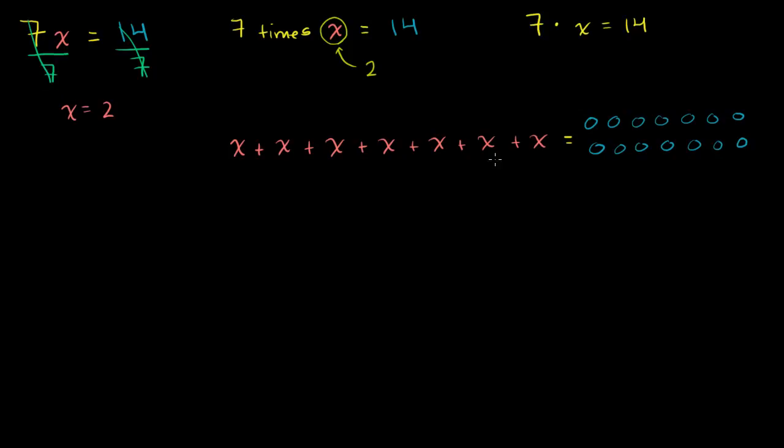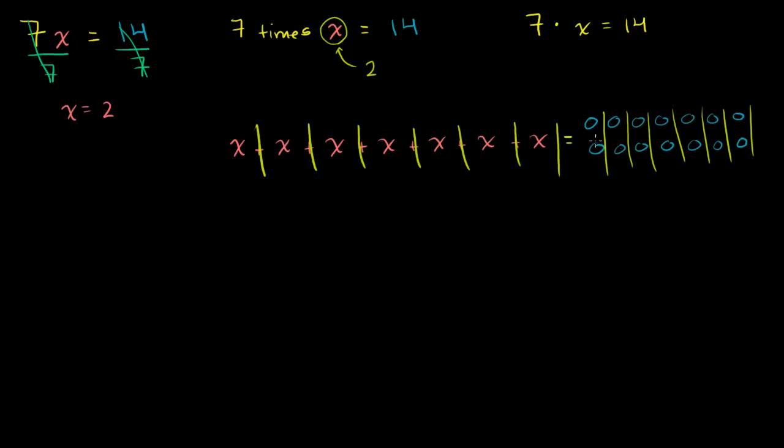So if I divide the left-hand side by 7, let me divide it into 7 groups. There are 7 x's here, so that's 1, 2, 3, 4, 5, 6, 7 groups. Now if I divide that into 7 groups, I'll also want to divide the right-hand side into 7 groups: 1, 2, 3, 4, 5, 6, 7. So if this whole thing is equal to this whole thing, then each of these 7 chunks we broke it into are going to be equivalent. So this chunk is equal to that chunk. This chunk is equal to this chunk.